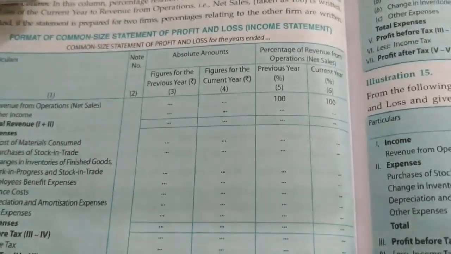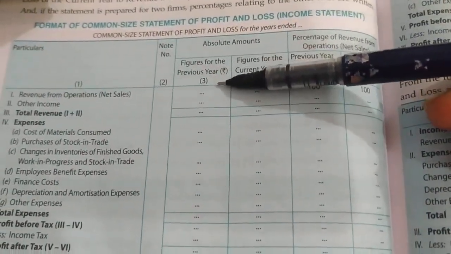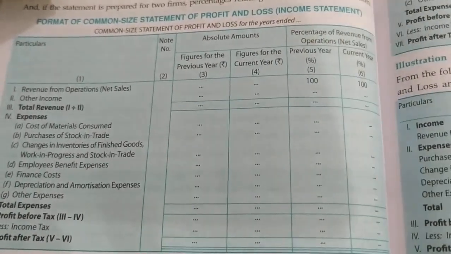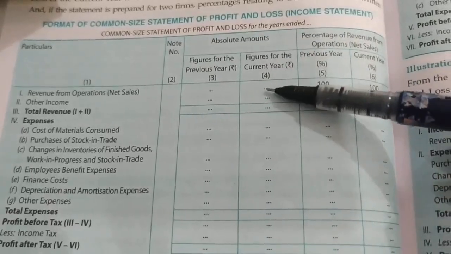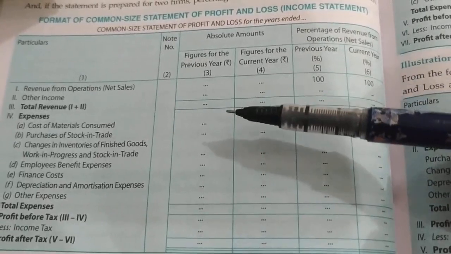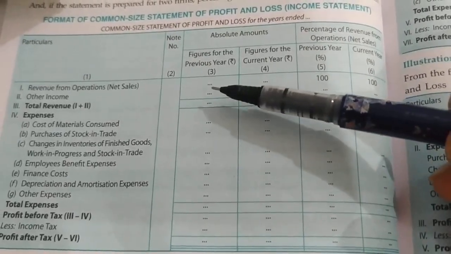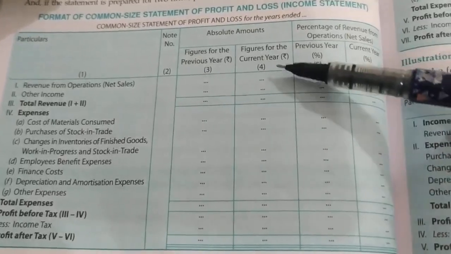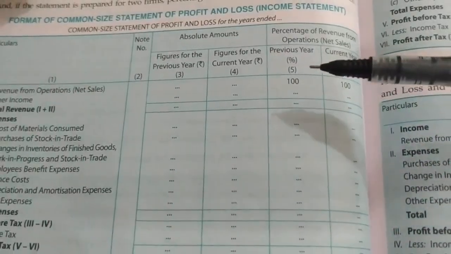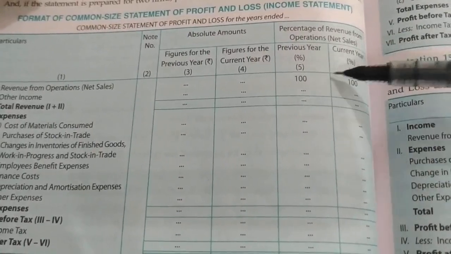Now here we have the column of previous year amount. Two years will be given: this is the previous year amount, and this will be the amount of the current year given in the question. As we have two years, like 2019 and 2020, we will write 2019 here and 2020 in this column. The difference between the comparative statement and the common size statement is only in these columns.